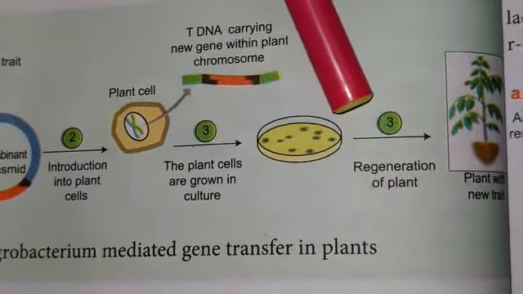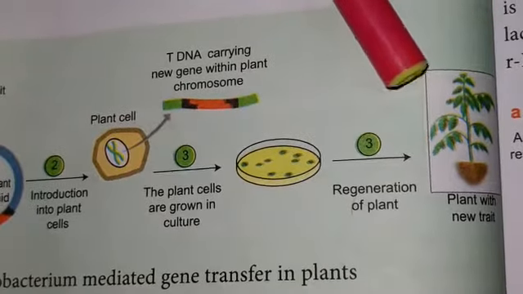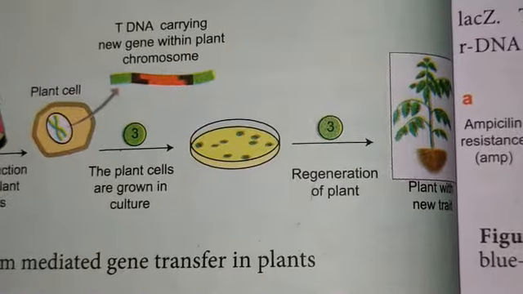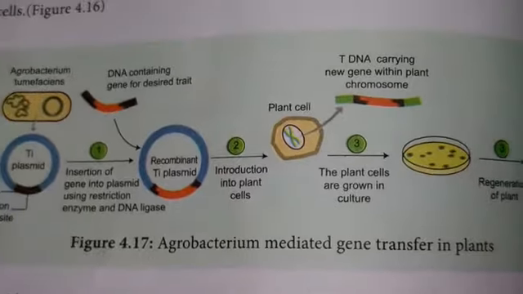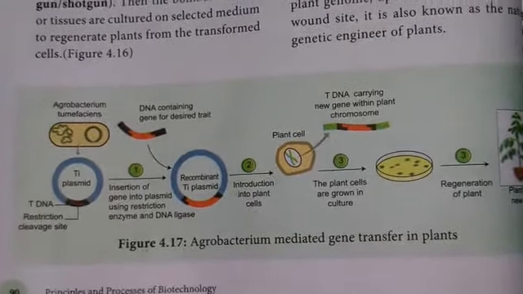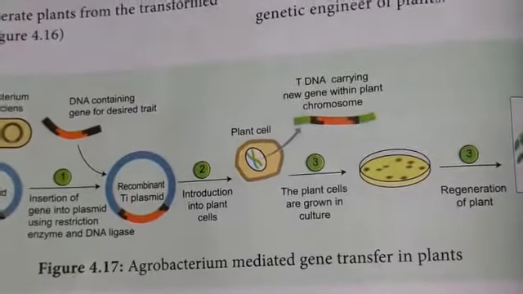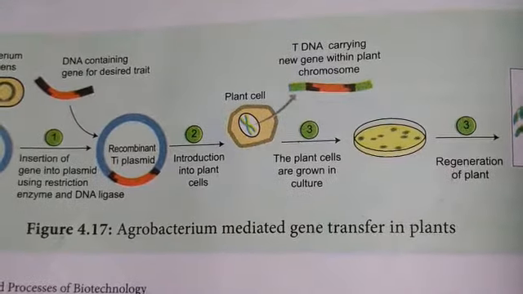From this, the regeneration of the plant possesses the new character. Plants with a new trait are formed by means of Agrobacterium tumefaciens. Here Agrobacterium tumefaciens is used as a cloning vector which inserts the recombinant DNA into the plant cell. This type of gene transfer is called indirect or vector mediated gene transfer in plants.